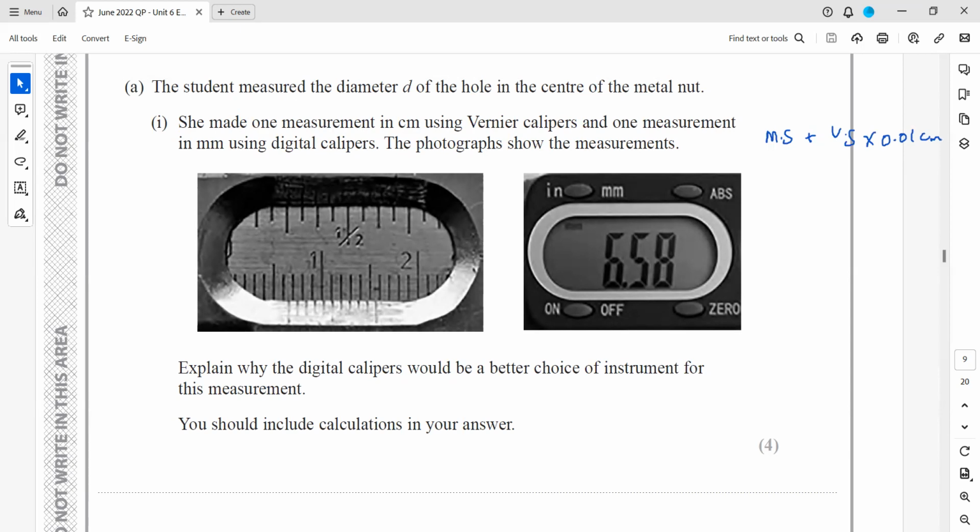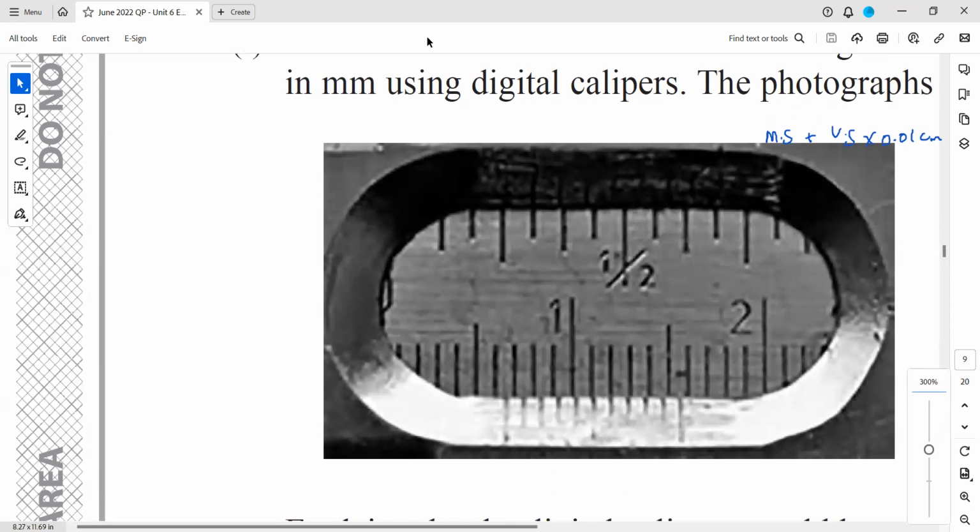How do we read the main scale and the vernier scale? The main scale reading is the point which the vernier scale zero just passes. If I zoom in, this is the vernier scale, this is the main scale. So this is the vernier scale zero. The point the main scale just passes is called the main scale reading. Like this is 0.5, so this will be 0.6.